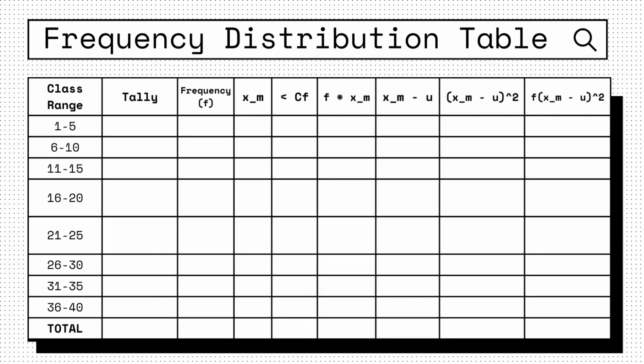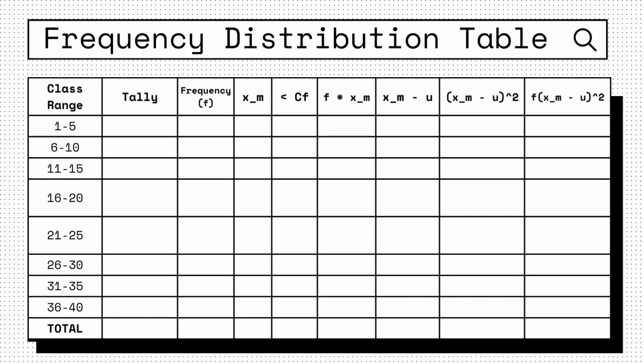So we are going to start off with Mathematics 7 first term performance assessment. Construct a frequency distribution table. You must first identify the class range, Tally, F or frequency, X sub M or midpoint, CF or cumulative frequency, F times X sub M, X sub M minus mean, X sub M minus mean squared, and F times X sub M minus the mean squared.